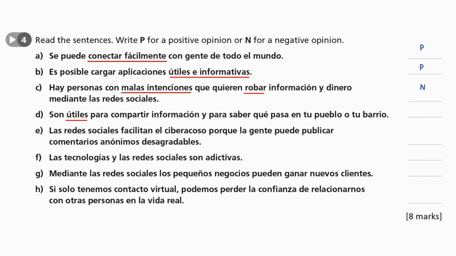Question D, we have the word útiles, positive. They are useful. You can share information, you can see what's happening in your local area.